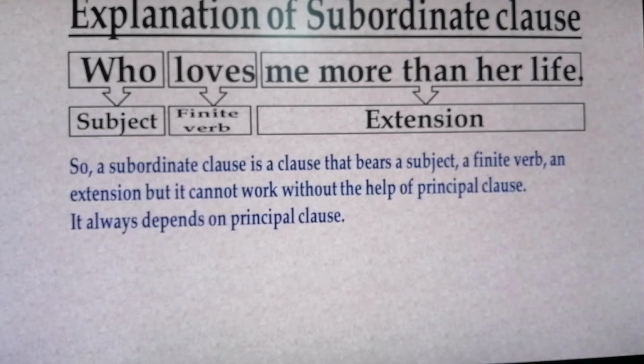So students, now the difference is clear between the principal clause and the subordinate clause. Both the clauses have a subject, a finite verb, an extension. But the principal clause can express its meaning fully. But a subordinate clause cannot work without the help of a principal clause. A subordinate clause is always dependent on the principal clause.